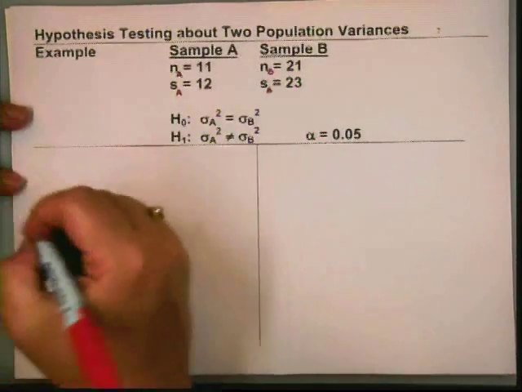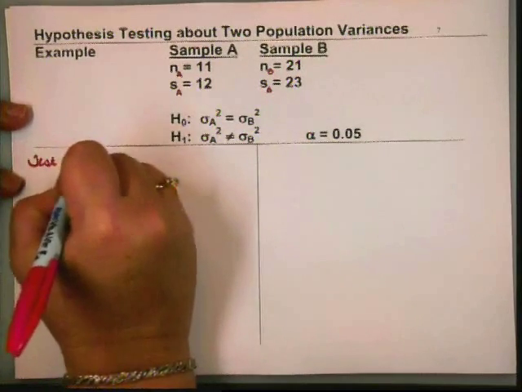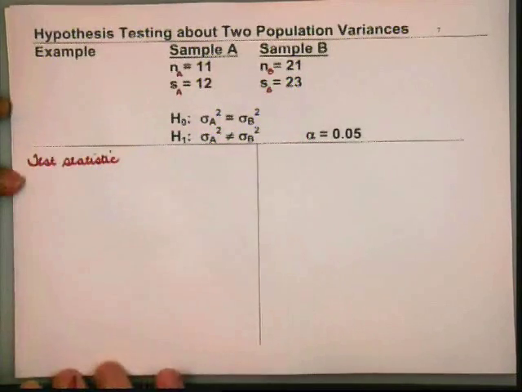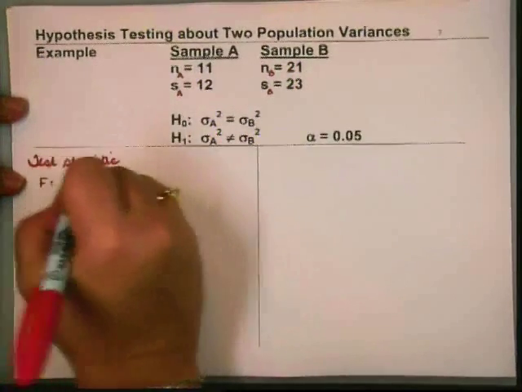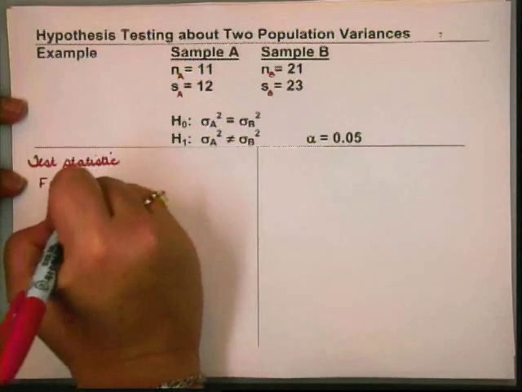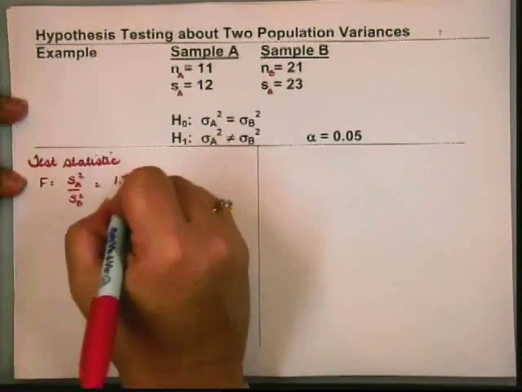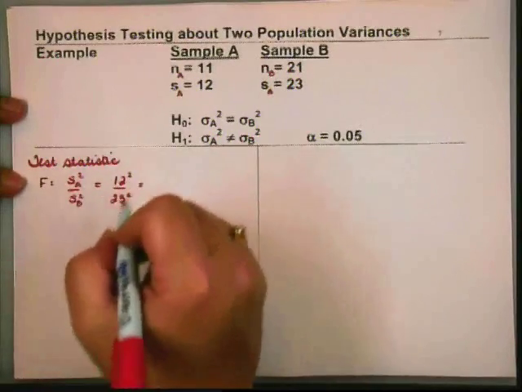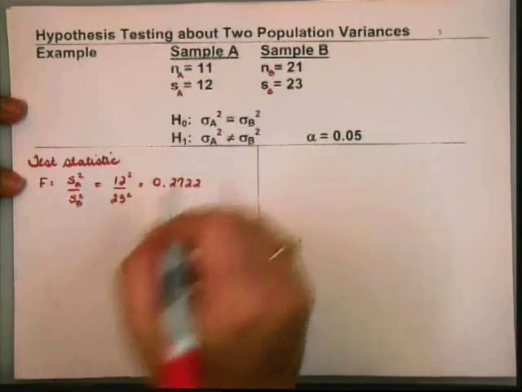So I want to be able to compute the test statistic. For now, I'm going to stick on the left side of this. I have divided it into columns for a reason here, so stay on the left side. So I'm going to compute my F statistic. That is going to be variance A over variance B. So that means I would have 12 squared divided by 23 squared. And when I compute this, I have a calculated test statistic of 0.2722.